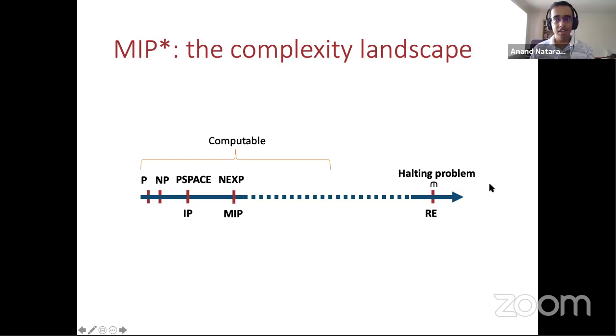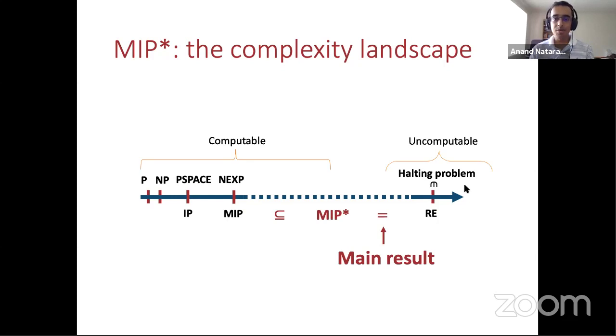On the other side in this diagram, I have this class RE, which is recursively enumerable problems, and that's the class for which the halting problem is the complete problem. So this class contains uncomputable problems. And the main thing we're going to show you is that MIP star, which is the quantum counterpart of this MIP class, is actually equal to the halting problem, which is a big contrast from what you get classically. So that's the overall plan for these talks.